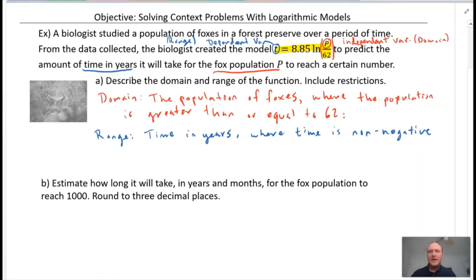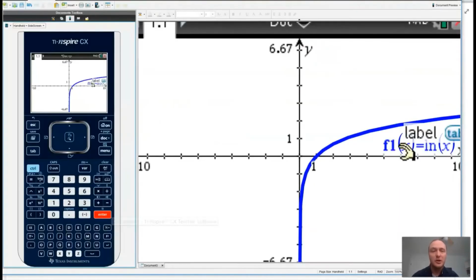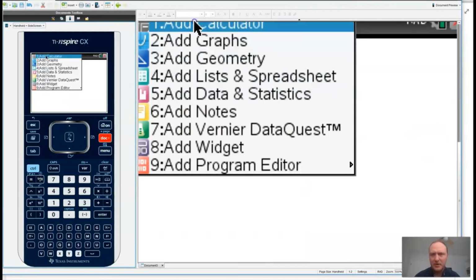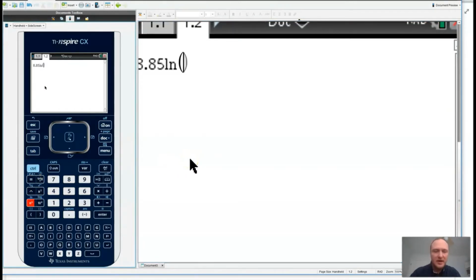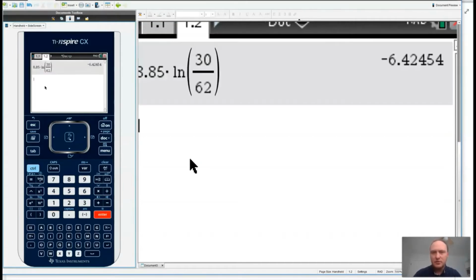Okay, and if you think about this too, we can go ahead and test this. You can test values if you're unsure. Like if I went to my calculator here and I punched in 8.85 times the natural log of, I don't know, let's say 30 foxes divided by 62. Notice how I get a negative time. That would be negative 6 years.